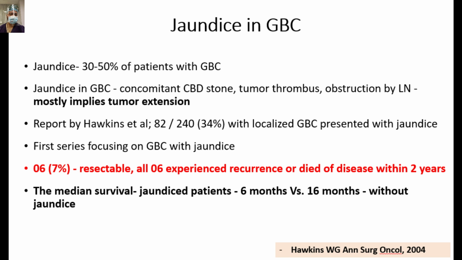This was one of the first series which reported the outcome. Only 6, that is 7%, were resectable, and all 6 patients experienced recurrence or died of disease within 2 years. That means the prognosis of a patient with jaundice, if it is because of gallbladder cancer direct extension, tumor load or lymph node metastasis, is dismal, and the overall median survival is roughly less than 6 months.